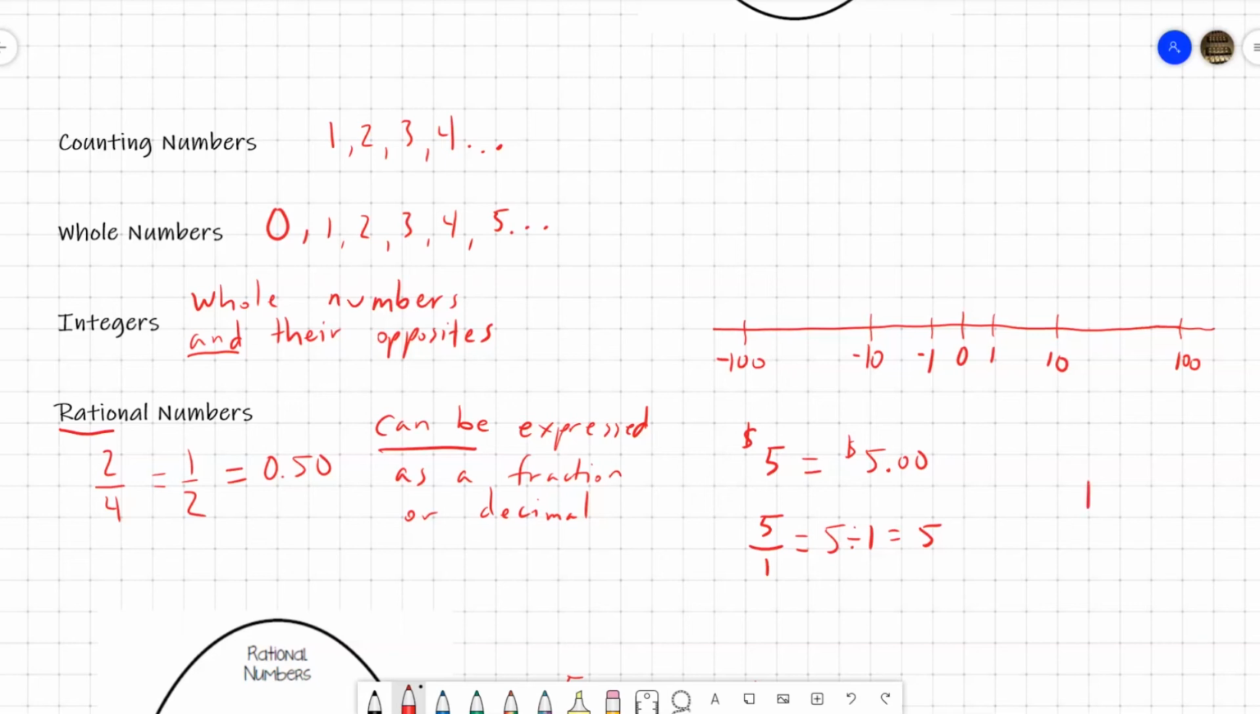What about 13? Is 13 a rational number? Sure. There's 13 as a decimal. Here is 13 as a fraction, 13 divided by 1, right? So these numbers are rational numbers.